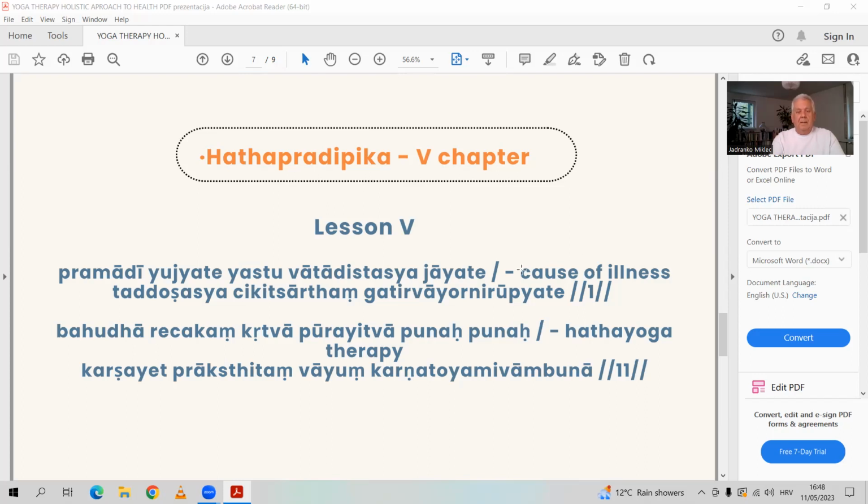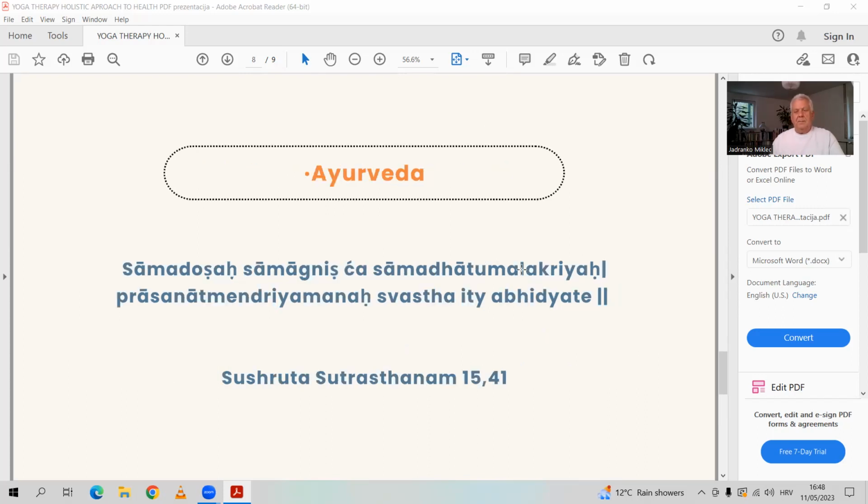And then Ayurveda, we have here some basic definition of health. Sama dosha, sama agnishcha, sama dhatu malakriyaha, prasanna atmendriya manaha swasta itya abidyate. It means that all doshas should be in balance, all basic three doshas, vata, pitta, kapha. Then all the agnis, we have these 13 agnis in the body, they must be in balance. Then all the dhatus, 7 dhatus should be in a good condition and formed in a balanced way.